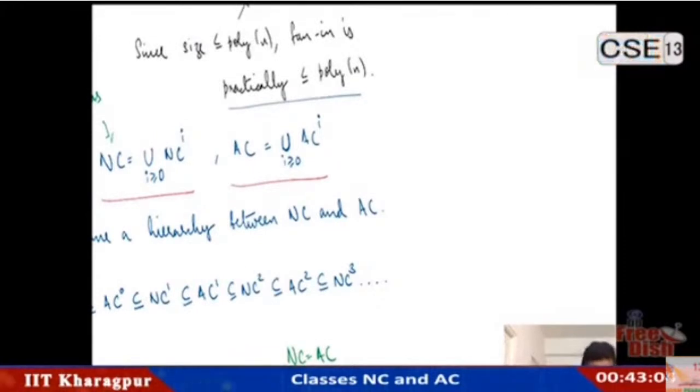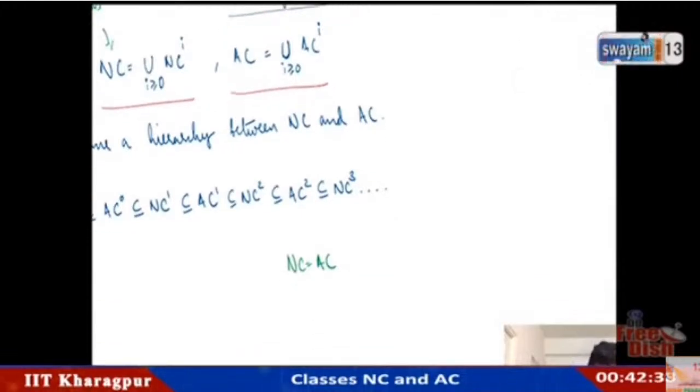So each NC^i, NC2 will obviously be contained in NC3, which will be contained in NC4, because whatever can be done in NC4 can certainly be done in NC3, and whatever can be done in NC3 can certainly be done in NC2. So NC0 is certainly contained in NC1, which is contained in NC2, and so on. The same thing holds for AC as well, right? So AC0 is contained in AC1, and so on. However, how are these interrelated?